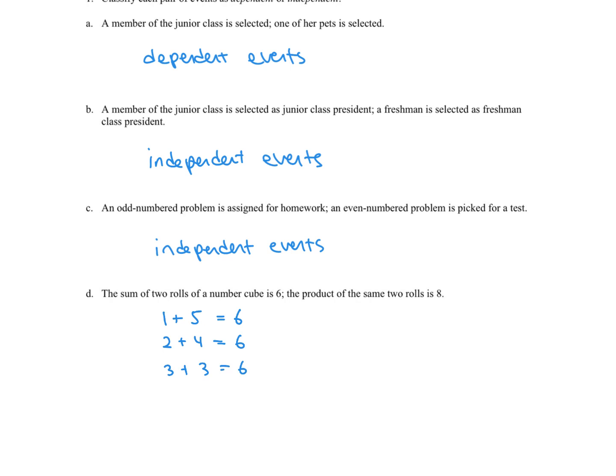Now it depends which one of those we get for the product to be 8, because 1 times 5 is not 8, it's 5. 2 times 4 is 8. And 3 times 3 is not 8, it's 9. So these are definitely dependent events.